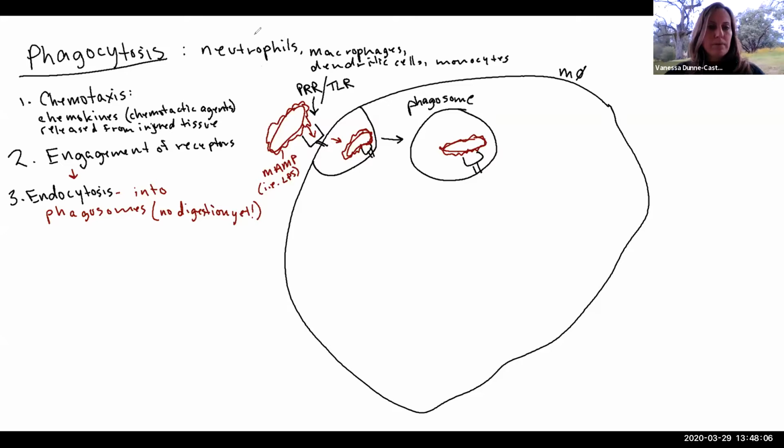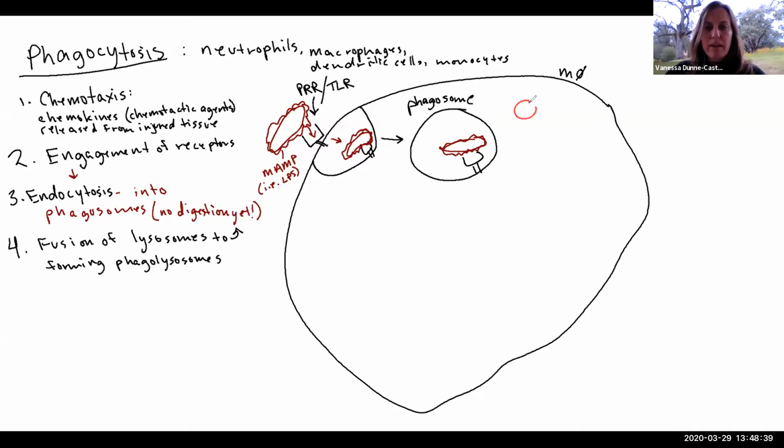All right, step number 4 is the fusion of lysosomes to phagosomes to form phagolysosomes. Okay, so we have these phagosomes that are all around, and we have these lysosomes that are all around.